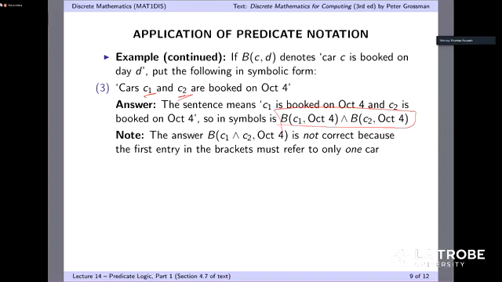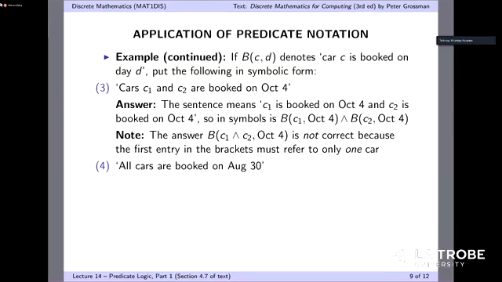Or you would say that there exists C1, comma C2, such that BC1 October 4 and BC2 October 4. Okay? And you would not write this down. As I said previously, quantifiers don't go inside brackets at all. It's wrong if you do that.